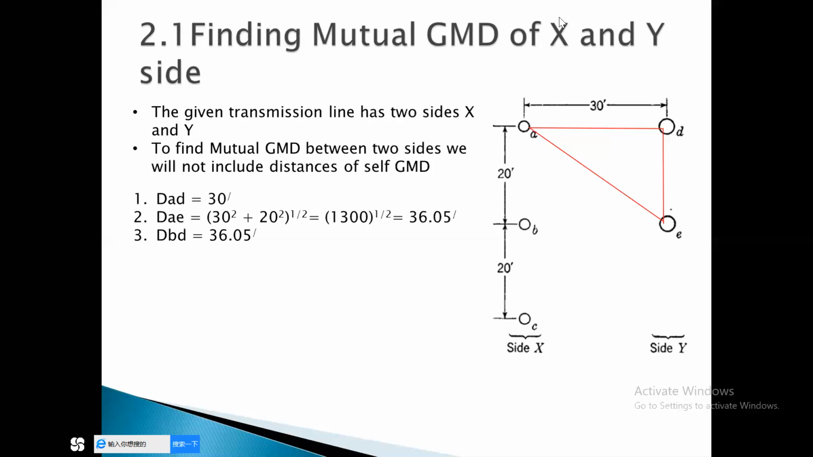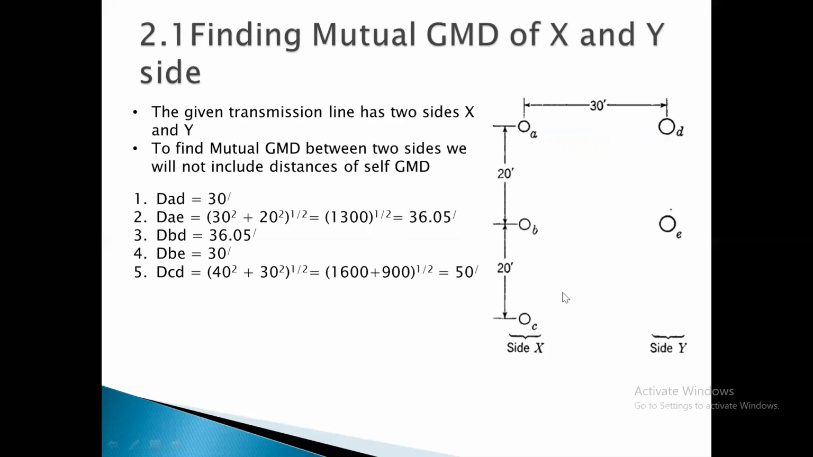Okay, I'm clearing this triangle. So B to D is distance 36.05, and then I will go towards the B to E distance, which is given as 30 feet. I have written it here. Then the distance from C to D. So we will again make a triangle and calculate the distance.